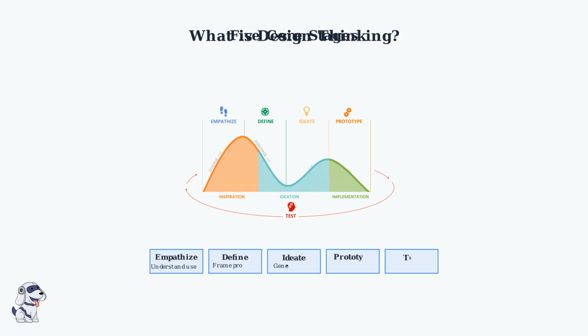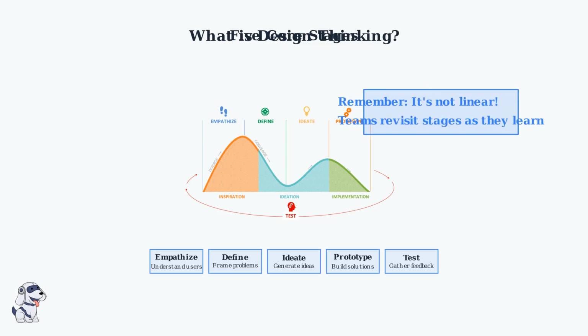Design thinking follows five core stages: empathize to understand users, define to frame problems, ideate to generate solutions, prototype to build concepts, and test to gather feedback. The key insight is that design thinking is not linear. Teams constantly revisit earlier stages as they learn more about users and refine their understanding of the problem.